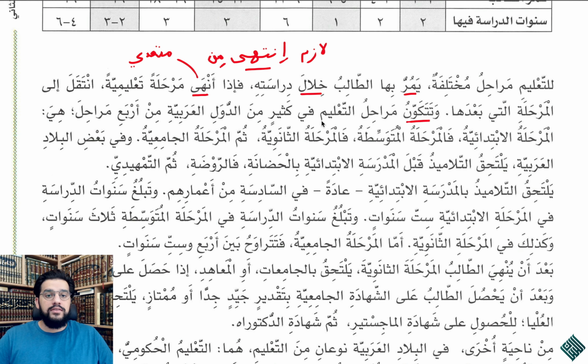وتتكون مراحل التعليم في كثير من الدول العربية من 4 مراحل. تتكون means to be formed from something. So it is formed or it consists of. تتكون is often followed by من. To consist of. The key stages in a lot of the Arab world consist of 4 stages. من 4 مراحل, تتكون من 4 مراحل.